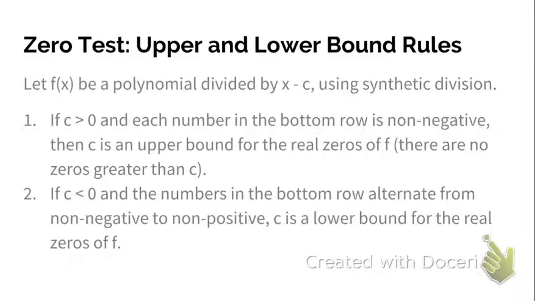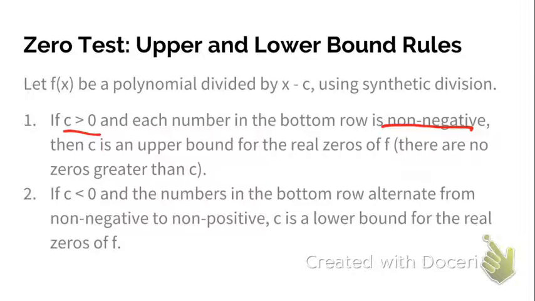Alright, last but not least, the upper and lower bound rules. Let's say you do synthetic division and you test a zero that's positive, so c is greater than 0, and each number in the bottom row is non-negative. So you test synthetic division with a positive zero, and the bottom row is all positive or 0. That means c is an upper bound for the real zeros, meaning there are no zeros greater than c. So if you tried 2 with synthetic division and you didn't get a 0, but the bottom row of numbers were all non-negative, then there cannot be a zero greater than 2 because 2 is an upper bound.